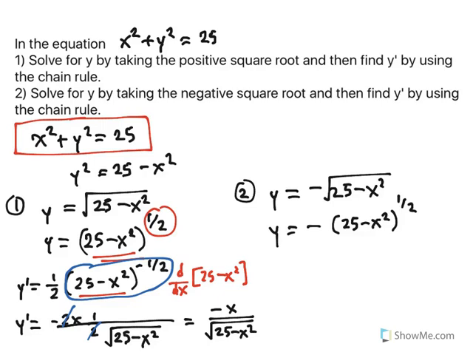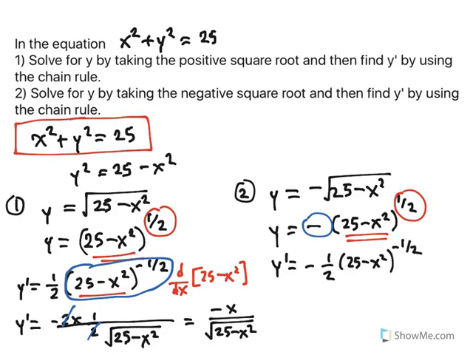If I want to find y prime for the explicit relation given by number 2, I will have y prime is equal to, again, I will have to use the chain rule. I have an inside function and an outside function. So I also have a factor of negative 1 here. So I have negative 1 times 1/2 times 25 minus x squared to the negative 1/2 power. And now I must multiply by the derivative of the inside function using the chain rule.